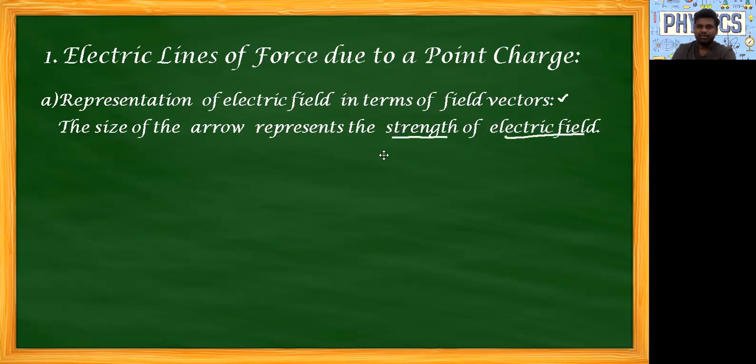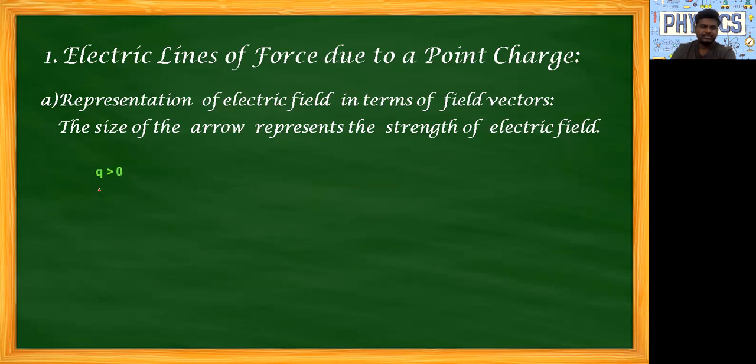If the arrow length is maximum in size, electric field is maximum. If arrow length is minimum, electric field is minimum. Okay, the strength of electric field can be represented here by arrows.